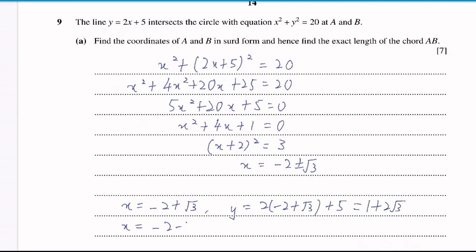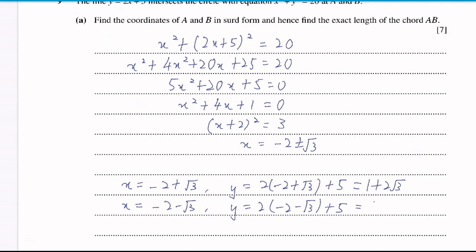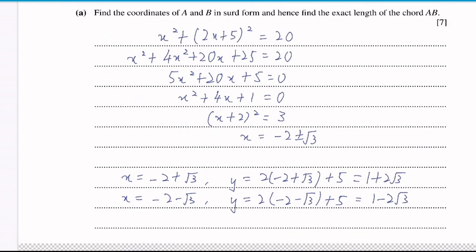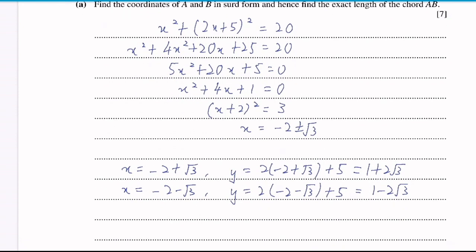Then -2 minus sec 3 for the x here. So the y here is 2 times (-2 minus sec 3) plus 5. So this is 1 minus 2 sec 3. So the coordinates, we want to find out what are the coordinates there. So just list out.